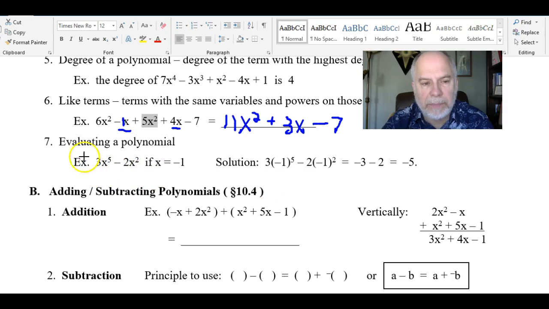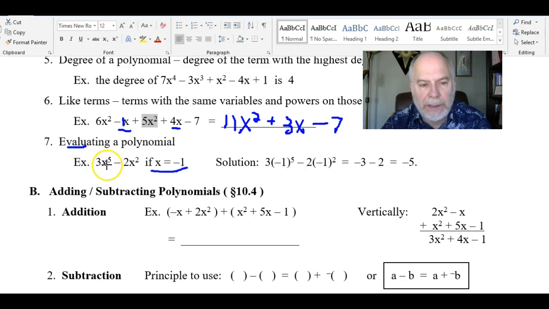Now the next example is another skill about polynomials, evaluating a polynomial. The word value, a root word, is inside of that word evaluating, because we're going to find the value of that expression, that polynomial, if x equals the known value negative 1. We're supposing we know what x is. So we're just plugging in.